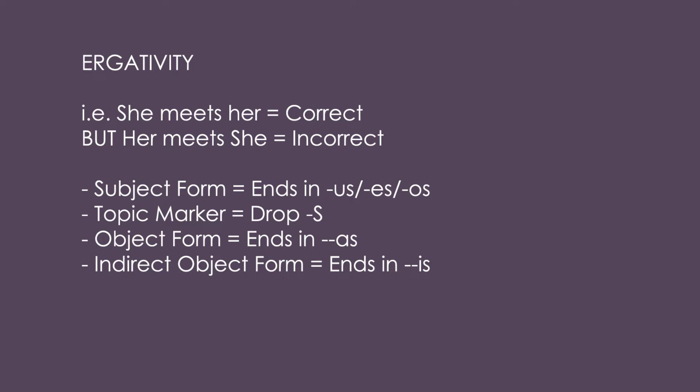So the subject form will always end in us, es, or os. The topic form just drops the s. And this is from the dictionary form, which will typically end in us, which is to say the subject form. The object form will then end in as, and the indirect object form ends in is.